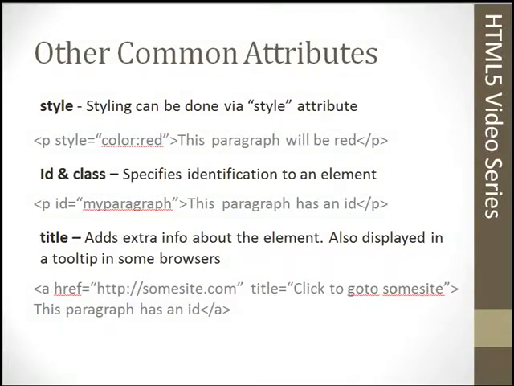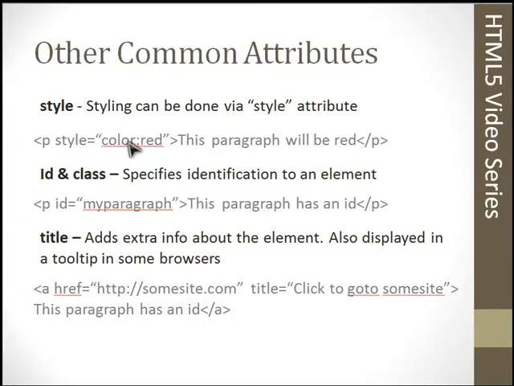So we have some other common attributes. The style attribute is a big one. The style attribute will allow us to design the layout and the look of certain elements on the page. And here we have an example. We have a P tag, which is a paragraph tag, wrapped around the text. This paragraph will be red. And we have the style attribute, which is the name, and then we have the value, which is color red.